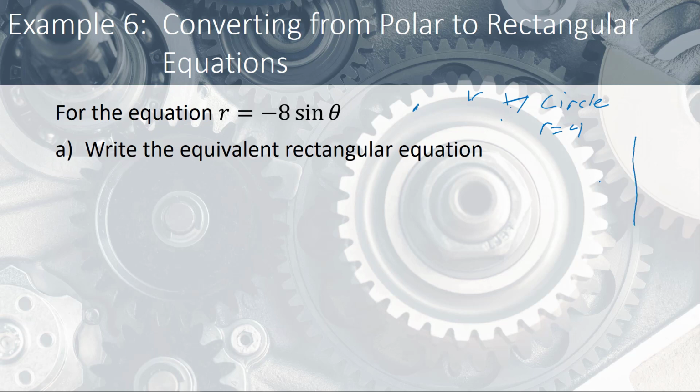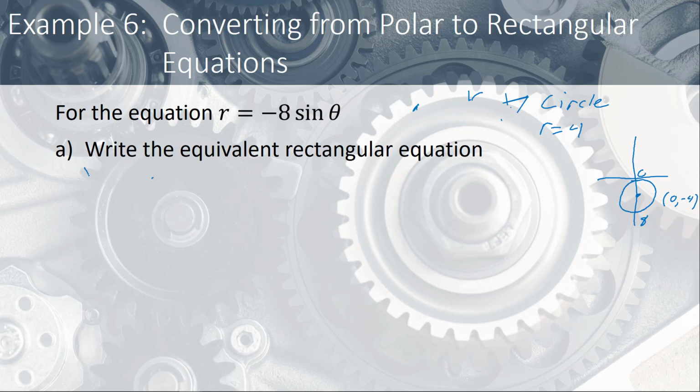And since it's negative and we have a sine, the circle is going to be going down the y-axis. So this is 8, this is 0, and this should be the center, which is going to be 0, negative 4. Okay, so actually with just using this, we can figure out what the equation is. But we're not going to do it that way. We're going to do it using our polar coordinate conversions.